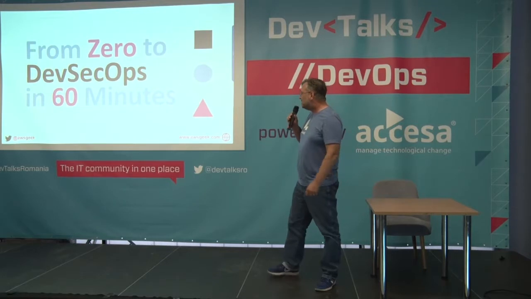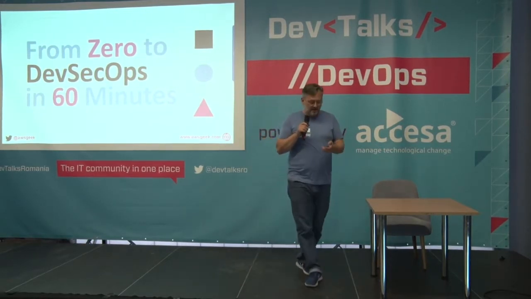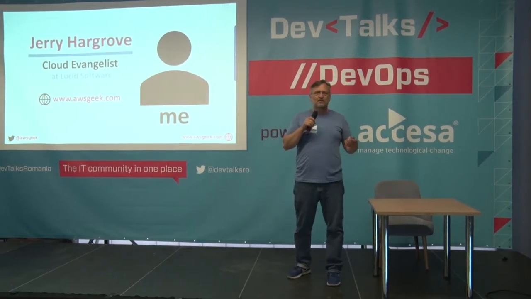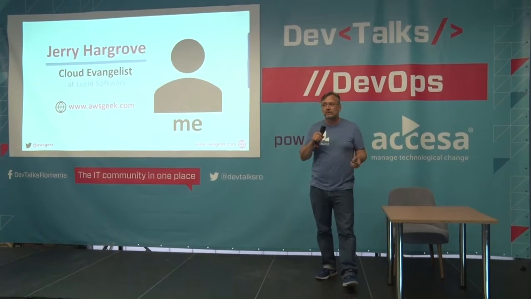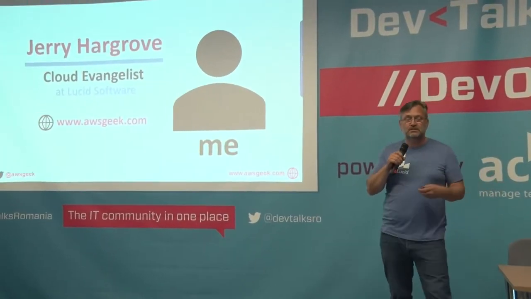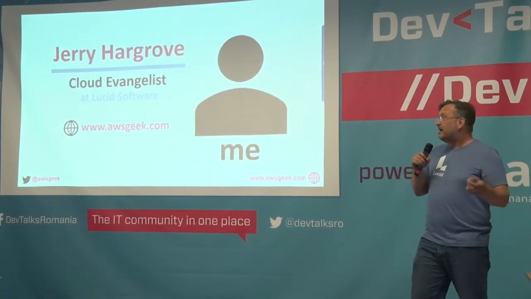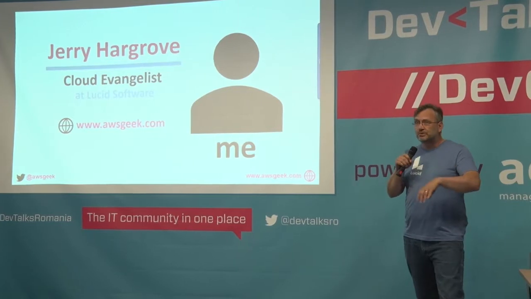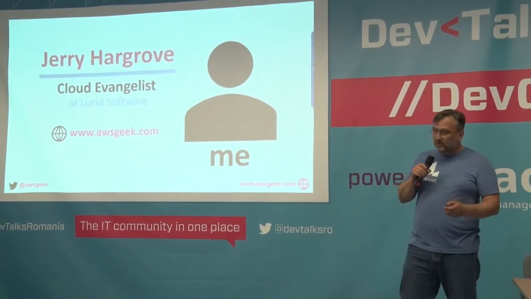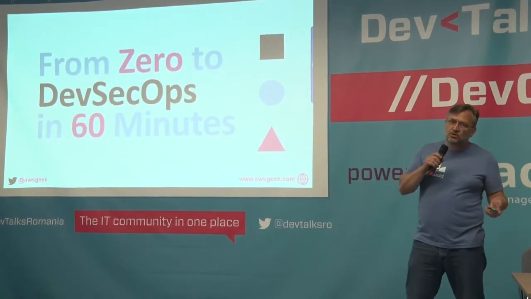Thanks a lot, everybody. My name is Jerry. I'm now a cloud evangelist at Lucid Software. My background is as a software developer. I've been writing code for the last 20 or 25 years. Most recently, I've worked at AWS as a software developer, and at Rackspace as a software developer and solutions architect.